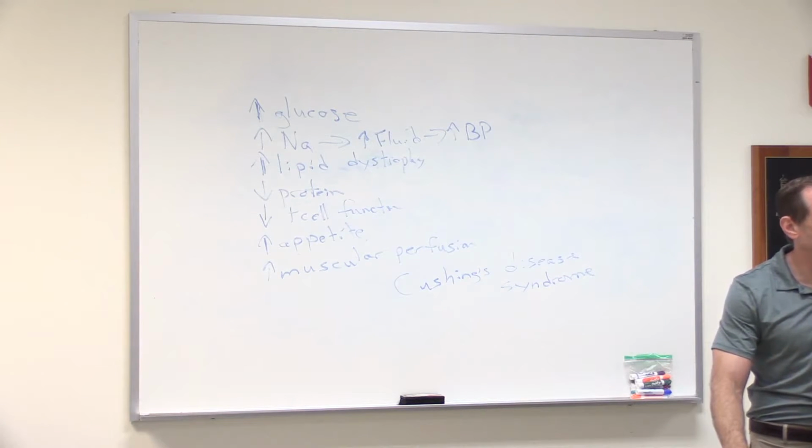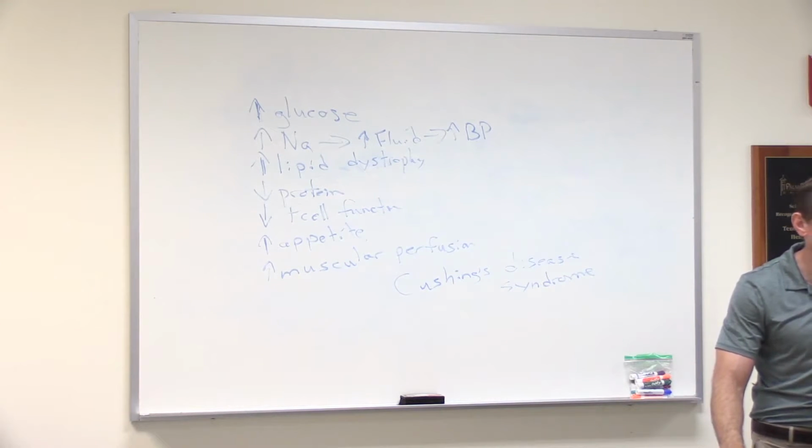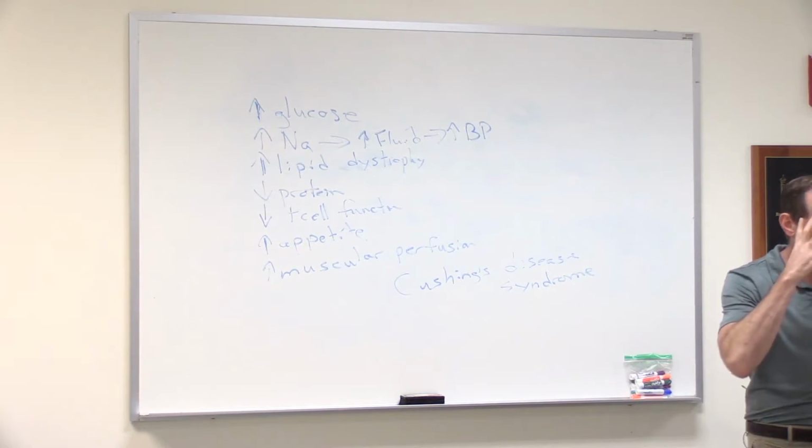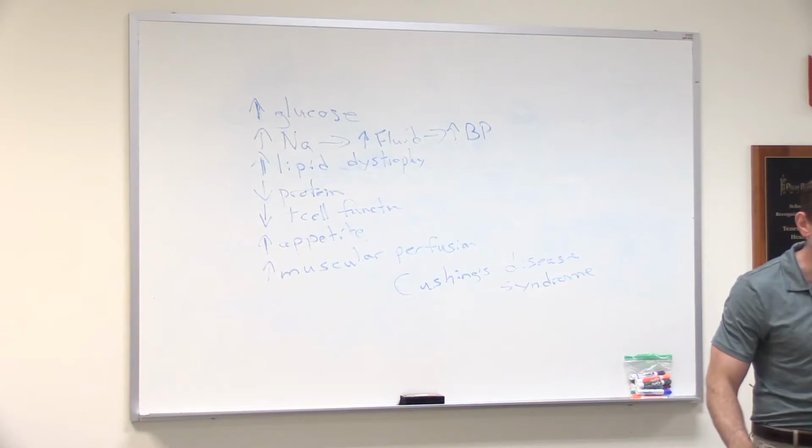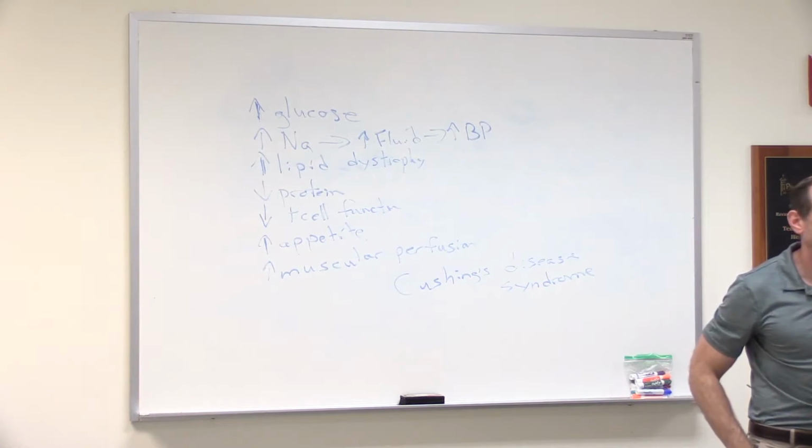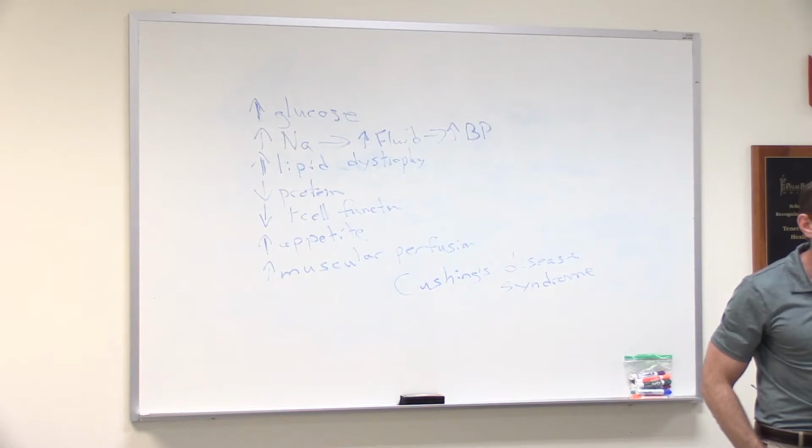If a person has too much growth hormone as an adult, what happens? Nothing. They get overgrowth of the bone in their face. It's called acromegaly.